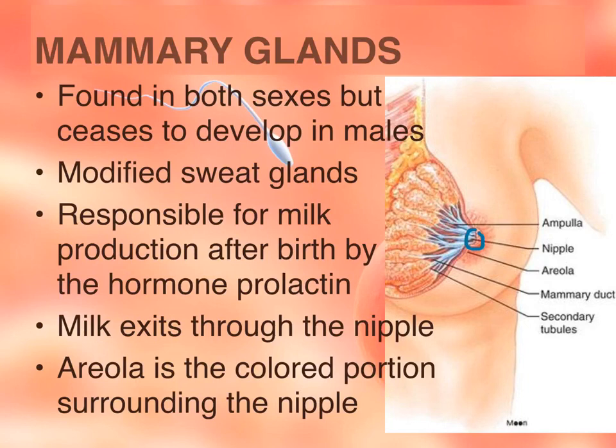The darker colored area around the nipple is called the areola, which is the colored portion of the nipple. The hormone that is responsible for milk production is prolactin, but remember that the hormone responsible for milk coming in is oxytocin, which is also the hormone responsible for beginning the process of childbirth.